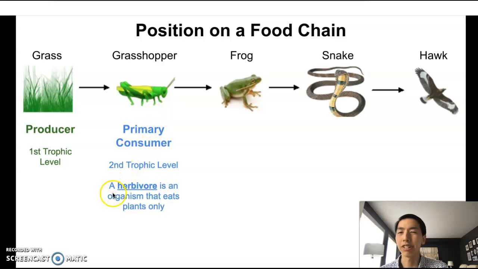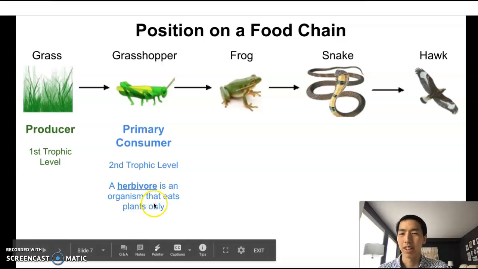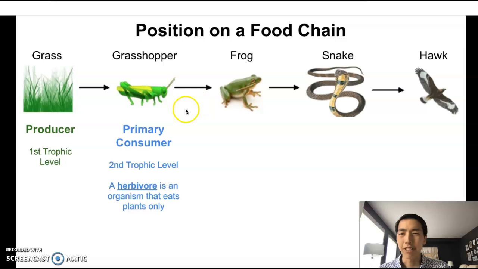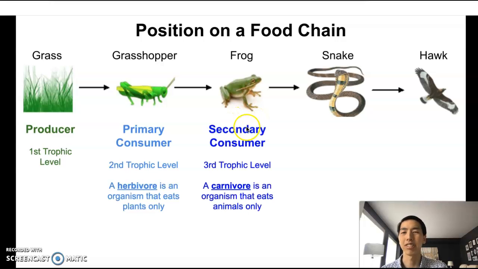We can also call a grasshopper a herbivore. A herbivore is any organism that eats plants only. And now I'll move on to the frog. If the grasshopper was the primary consumer, then the frog is going to be called the secondary consumer. So the words just kind of go in order. Secondary means second. If the grass was the first trophic level, the grasshopper is the second trophic level, then the frog is the third trophic level.